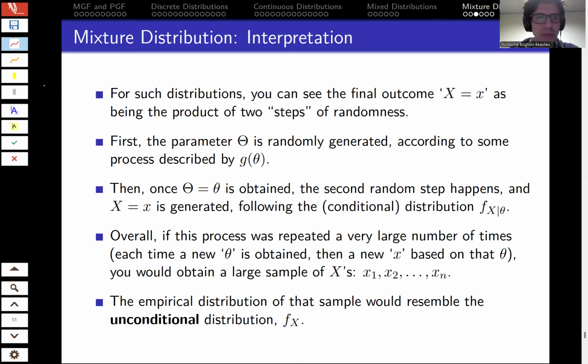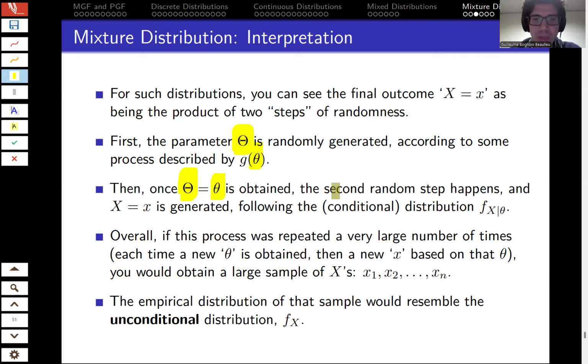The first step is that the parameter Theta, which is random, will be randomly generated and will take a specific value. Now, the randomness of Theta is characterized by the function g(theta). So first step, the random variable big Theta is observed, so you obtain a specific value little theta.